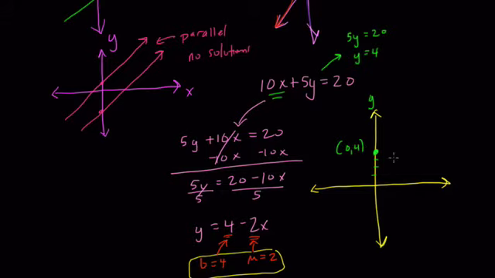Then I find our x-intercept. Now our x-intercept is when y equals 0. So then I would say, okay, if y was 0, this term cancels out. 5 times 0 is 0, and 10x equals 20. What does x equal here? Well, divide both sides by 10, and x equals 2. So that means our x-intercept, on the x-axis, is right here, 2, 0. So then I would connect these two just to get a sense of the picture of the graph.